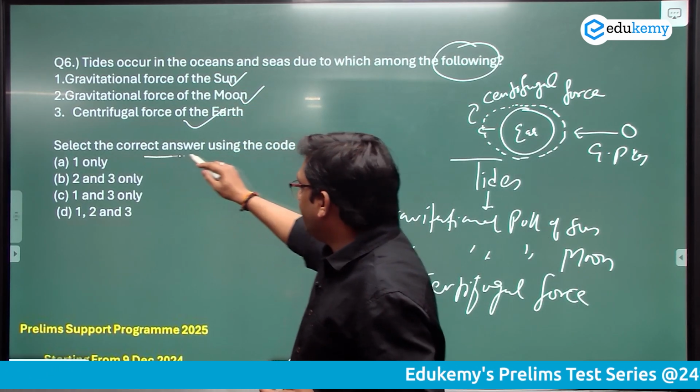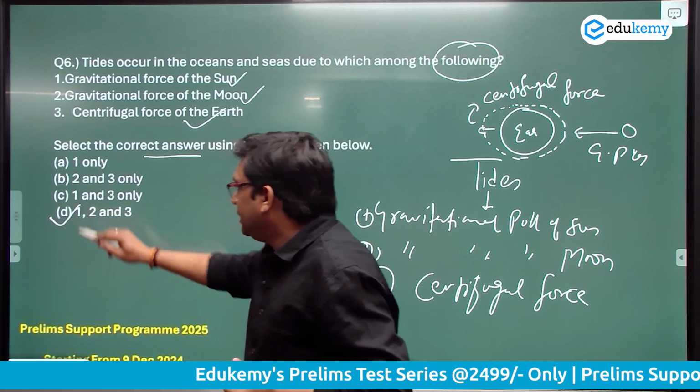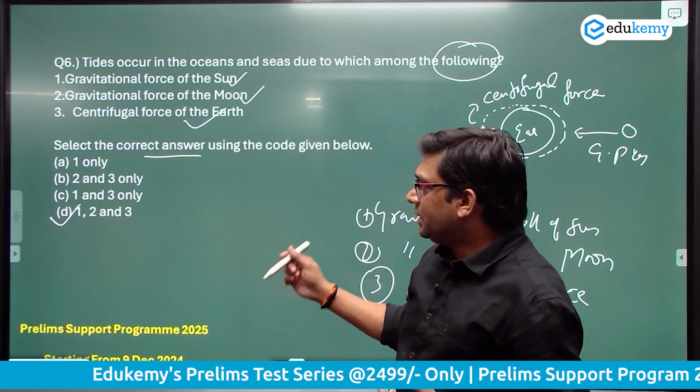So we can say, which of the following is the correct answer? 1 only, 2 and 3, 1 and 3. So the answer is D, 1, 2 and 3. This is the correct answer.